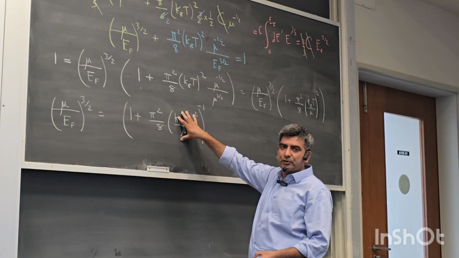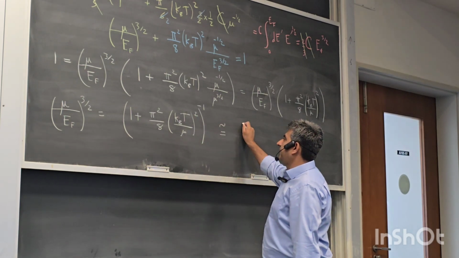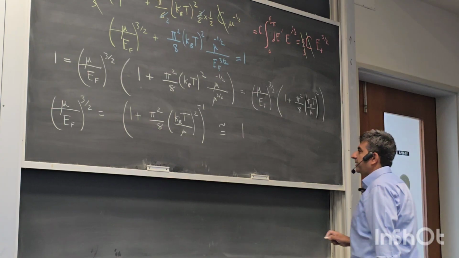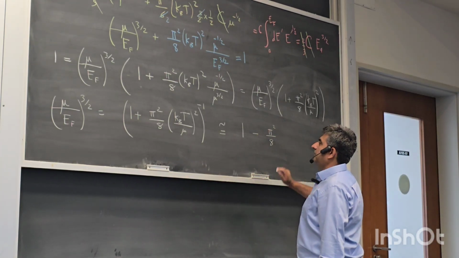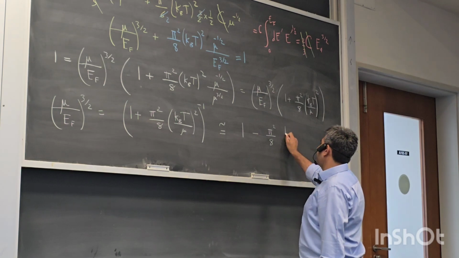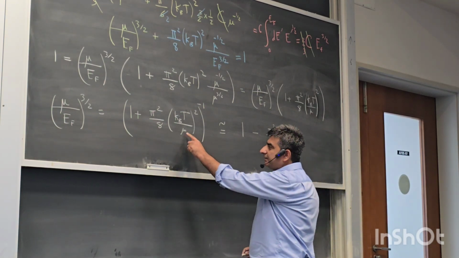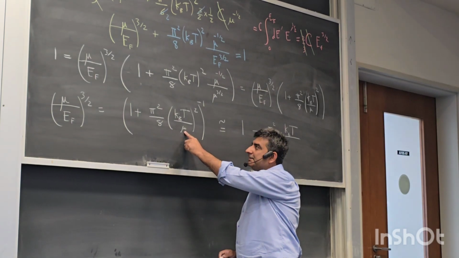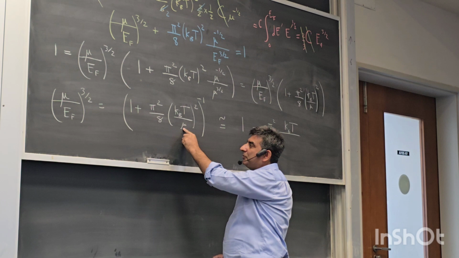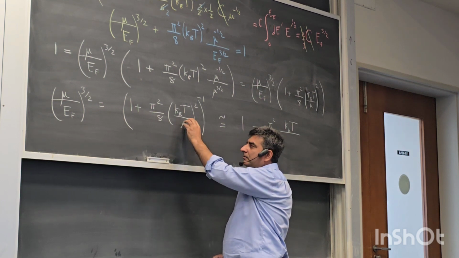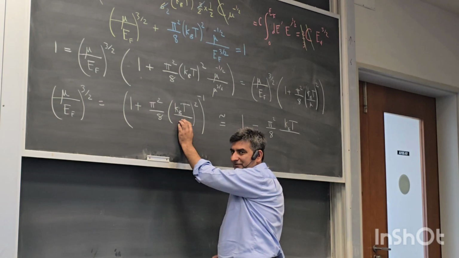So I can employ the binomial expansion over here. So this will become approximately, after the application of the binomial expansion, 1 minus pi square over 8 kBT over. Now I can express this mu over here. Since it's a square, this mu is close to EF. It's not EF, but it's close to EF.